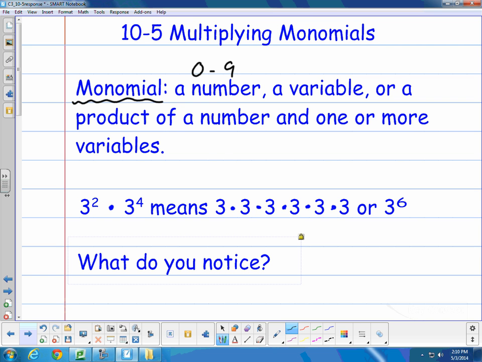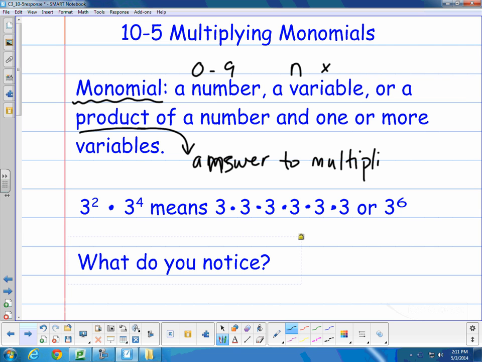Any number. A variable we know is a letter in place of a number, something that we don't know or that we're looking to find. We also need to remember that a product, what is a product? That is an answer to a multiplication problem. So we know that a product is found by multiplying numbers. So I would say the product of 2 and 6 is 12. So 12 is a product because it's the answer to a multiplication problem. So a monomial is just a number, a variable, or a product of the two.